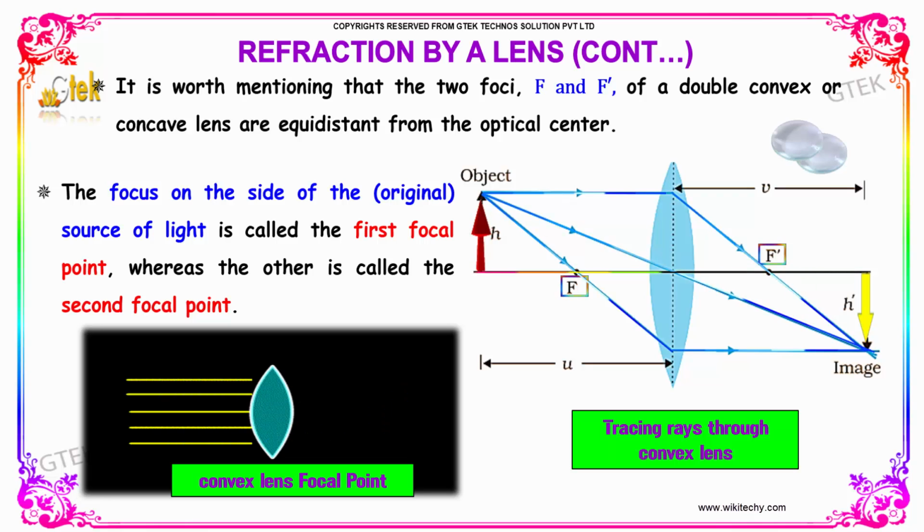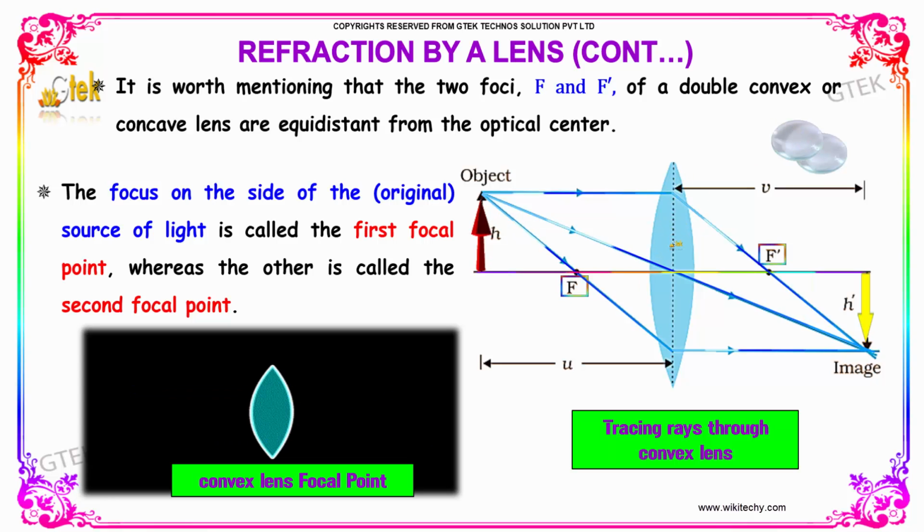The focus on the side of the source of light is called the first focal point, whereas the other is called the second focal point. You can find here how the convex lens has its focal point over here, and this is the consideration we have mentioned for tracing the rays through the convex lens. You can see how the convex lens is implemented over here.